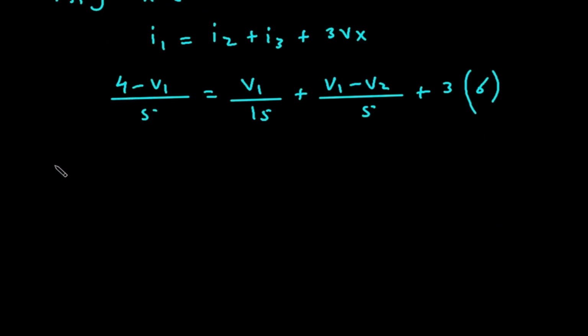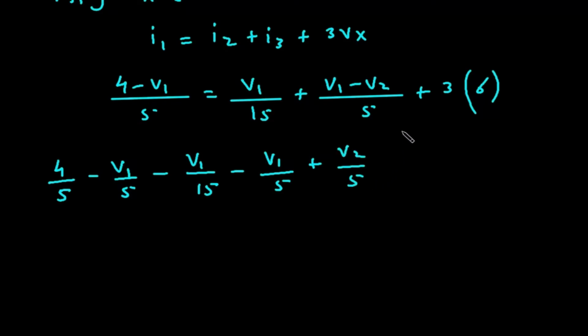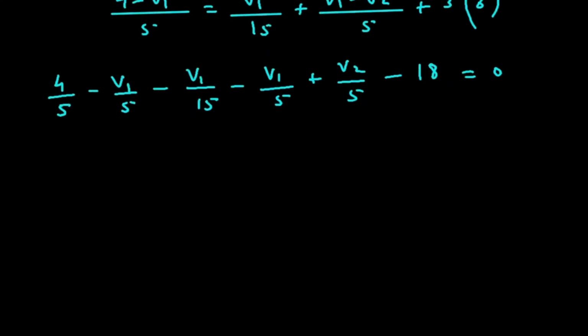Now this will be 4 by 5 minus V1 by 5 minus V1 by 15 minus V1 by 5 plus V2 by 5. Then this will be minus 18. When this 3 into 6 goes on the left side, this will be minus, is equal to 0.